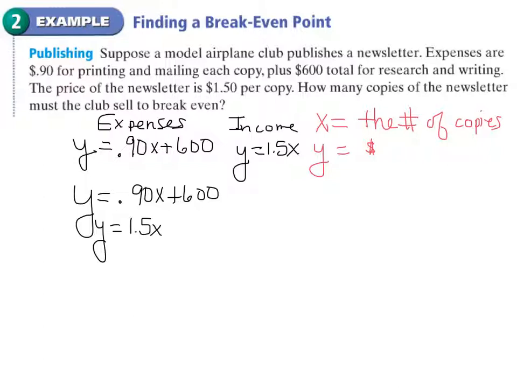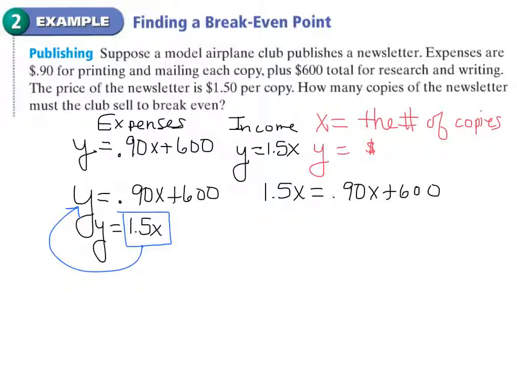How do I solve this? Well, I'm obviously going to substitute because I already have both equations solved for y. So I'm going to take the second equation, y equals 1.5x, and plug it in. That gives me 1.5x equals 0.90x plus 600. I subtract 0.9x, that gives me 6/10 or 0.6x equals 600. I divide both sides by 0.6 and I get 1,000.